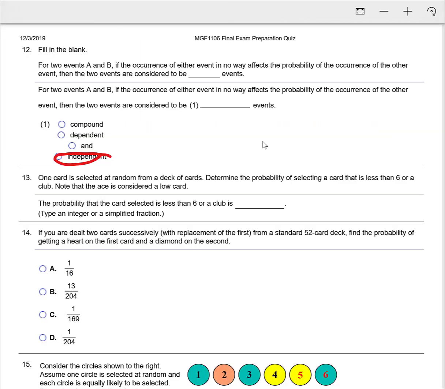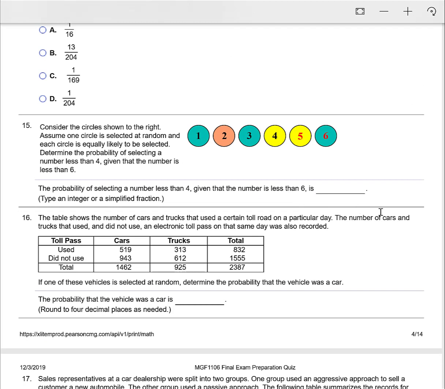And let's go back over here. Number 15, consider the circles shown to the right. Assume one circle is selected at random and each circle is equally likely to be selected. Find the probability of selecting a number less than 4 given the number is less than 6.